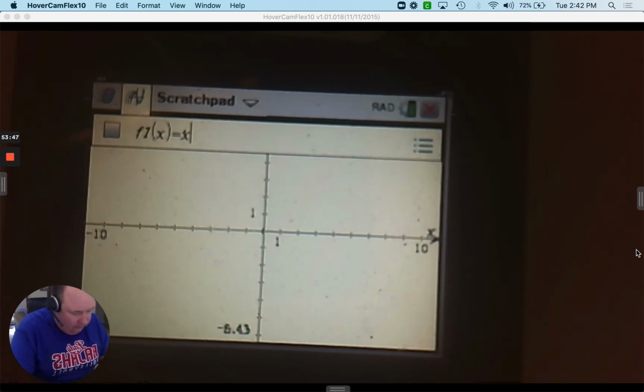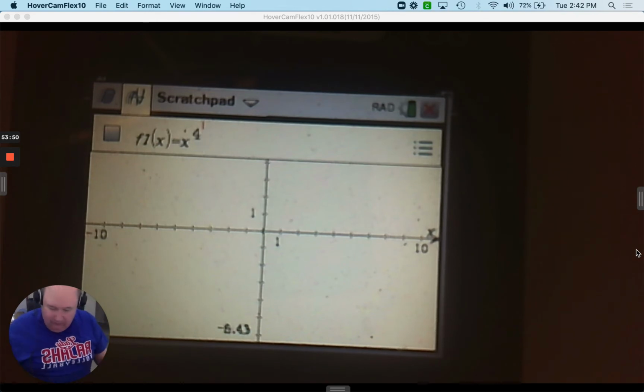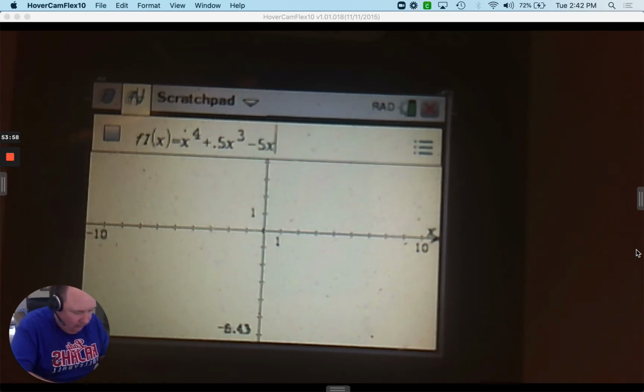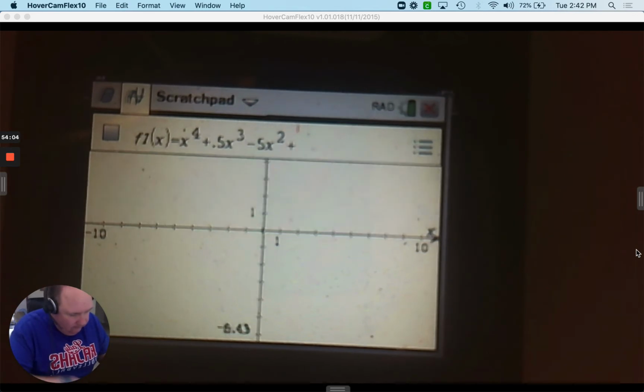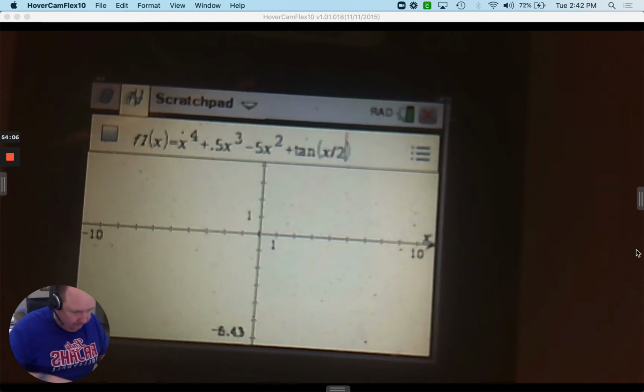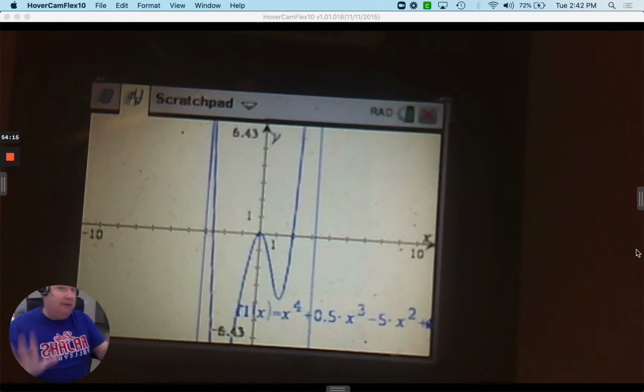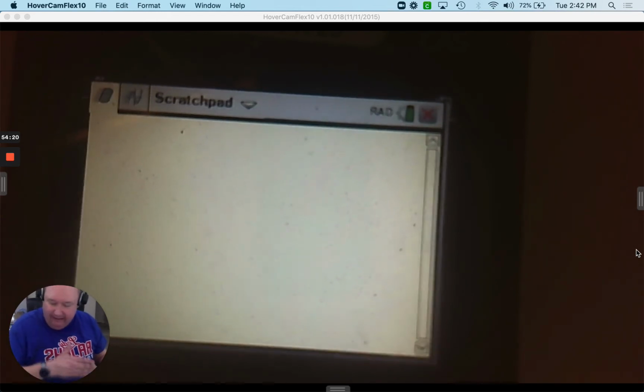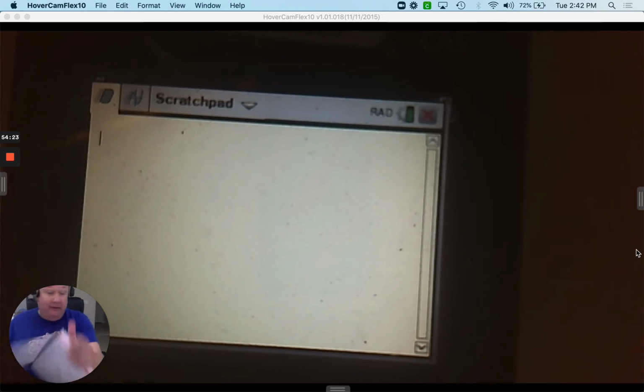So that's x to the 4th, plus 1/2 x cubed, minus 5x squared plus tangent x divided by 2. Double check. Did I type it in correctly? So that looks good. Press enter. Now we've defined it. I don't even care about the graph. Now I'm going to start calculating at each value that it's asking me to calculate. And whichever one gives me the greatest answer, that's the answer.